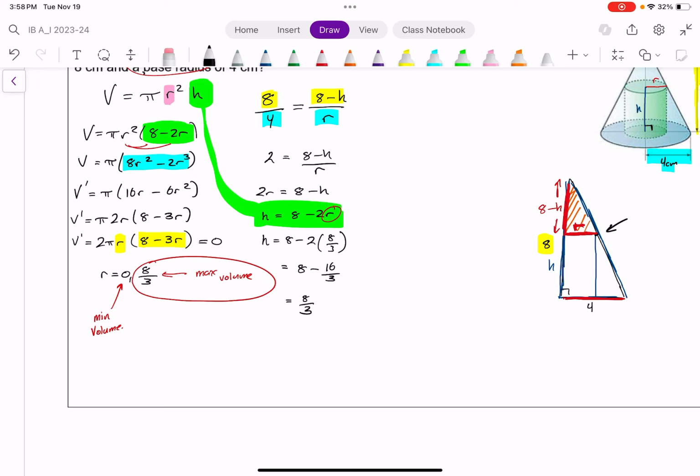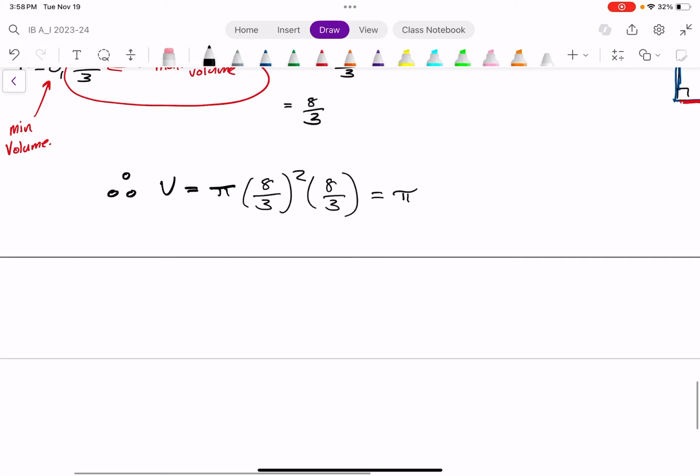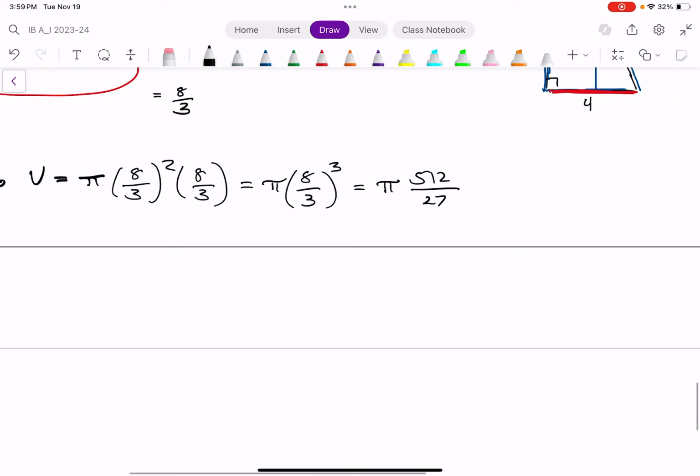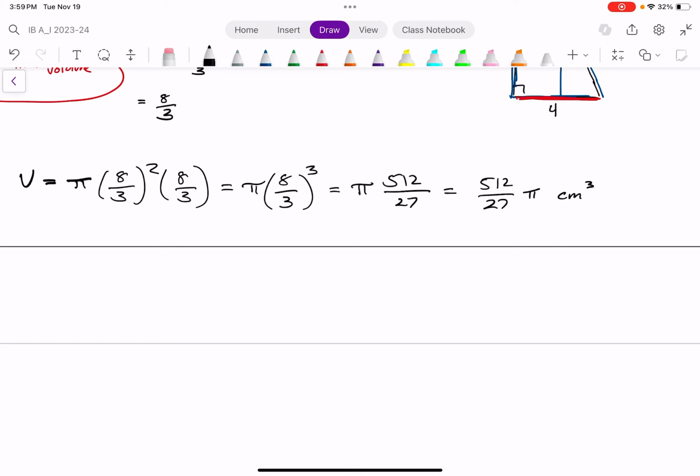And so now let's find that maximum volume. Let's go back to the start. I can say, therefore, the maximum volume is going to be pi times the radius, 8/3 squared, times the height, another 8/3, which is really just pi times 8/3 to the power of 3. I'll leave this as an exact value. I get pi times 512 over 27, or a more conventional way of writing this is 512 over 27 times pi. My units are cubic centimeters. That's my exact value. If you were to find a decimal approximation, you get about 59.6 cubic centimeters.